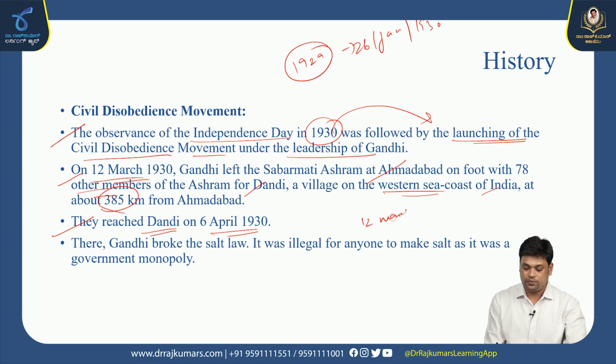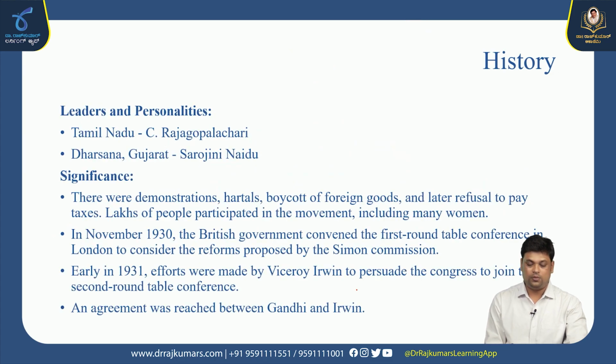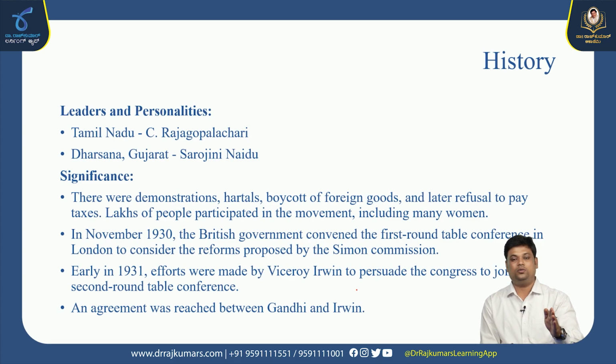The Dandi March was started on 12th March 1930 and ended on 6th April 1930, where Mahatma Gandhi took a handful of salt and broke the salt law, which was the initiation of the civil disobedience movement, because the monopoly of salt was under the control of the British, and Mahatma Gandhi wanted to break it.